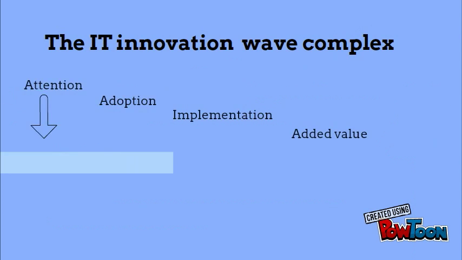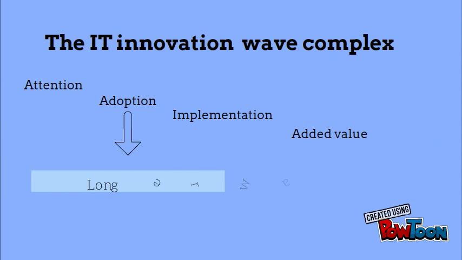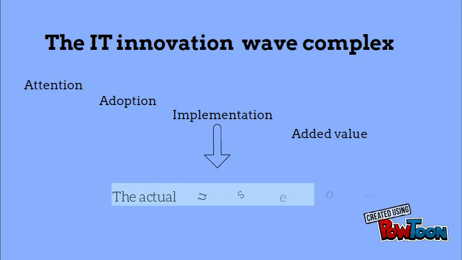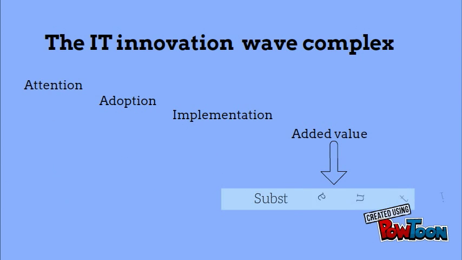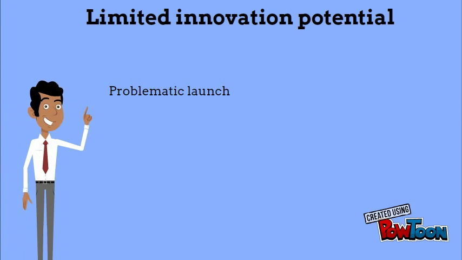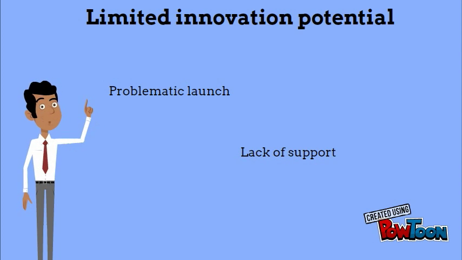The IT innovation complex has a short wave of attention followed by a longer wave of adoption. The implementation is not the same as adoption; it's where the IT actually gets used, and it peaks long after the adoption. The gains from these innovations peak long after the initial launch and after most attention has faded. The launch of new IT is always problematic because only those with the most returns end up getting all the support, whereas others that could become successful never make it because of lack of support.